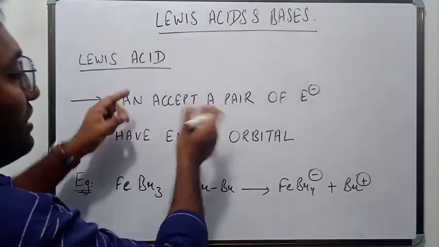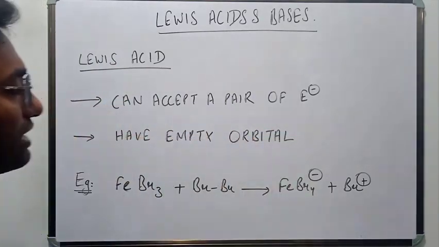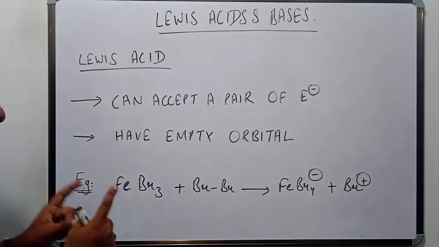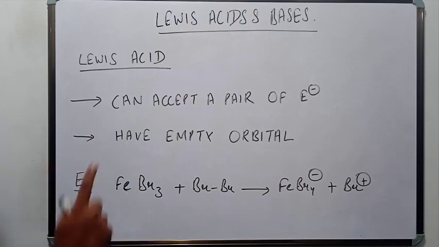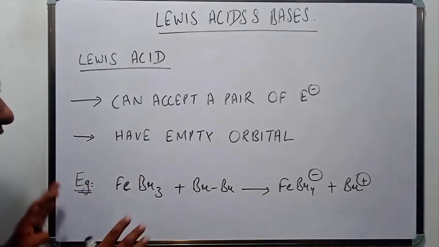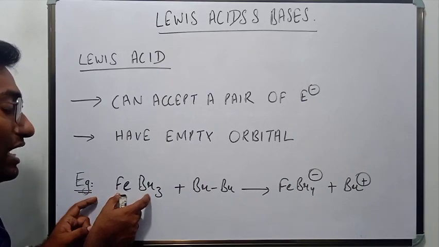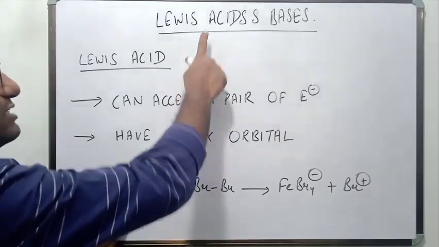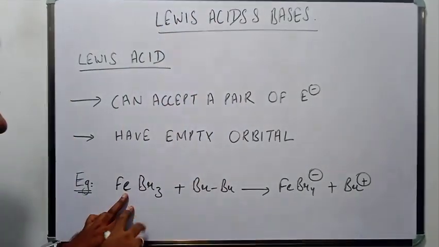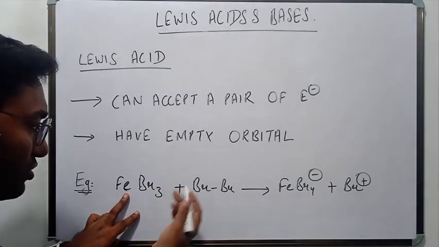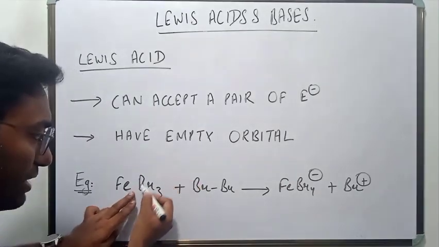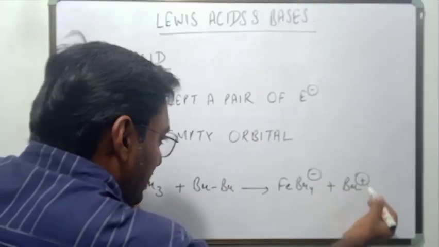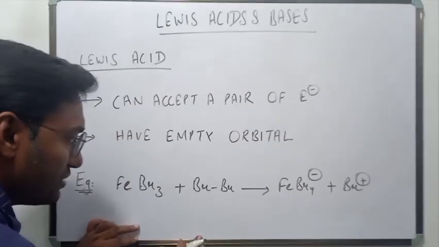Why does it do so? Because it has got an empty orbital. An example of a Lewis acid is FeBr3. We have seen this example in Friedel-Crafts alkylation. In my earlier videos, I have discussed Friedel-Crafts alkylation and how FeBr3 accepts an electron pair from Br- and acts as a Lewis acid catalyst. Please refer to my earlier video. Here, in short, it accepts Br- and becomes FeBr4-, and Br+, the electrophile, comes out, as you can see here.